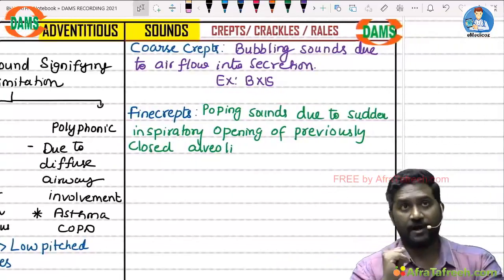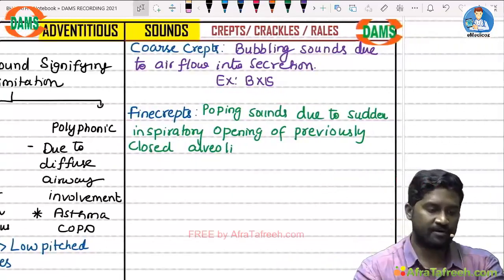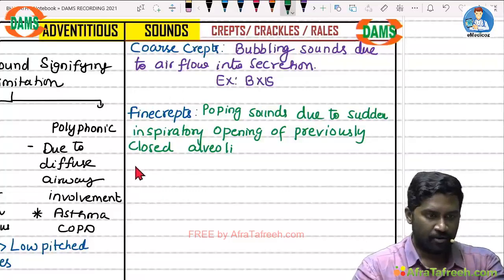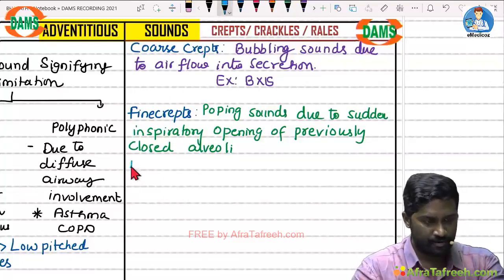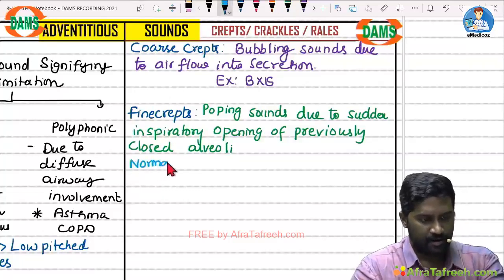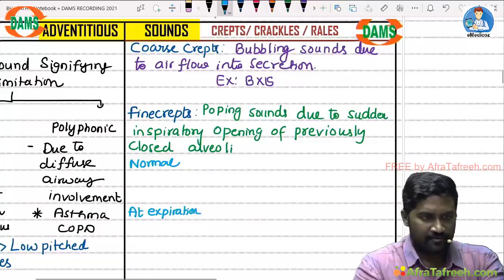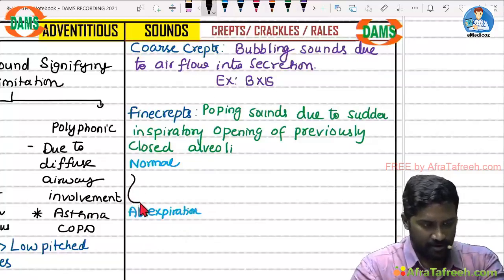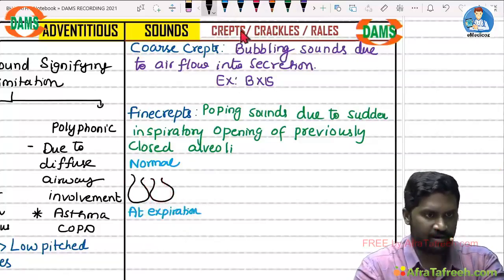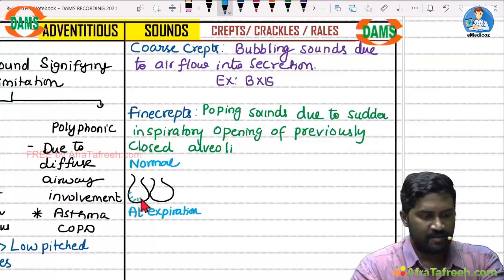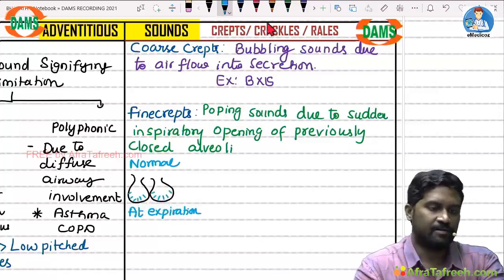Let us see how the fine crepitations are taking place. Normally, at expiration, your alveoli will be partially open like this. What is the reason behind that? Because in the alveoli there is a substance called surfactant keeping it open.